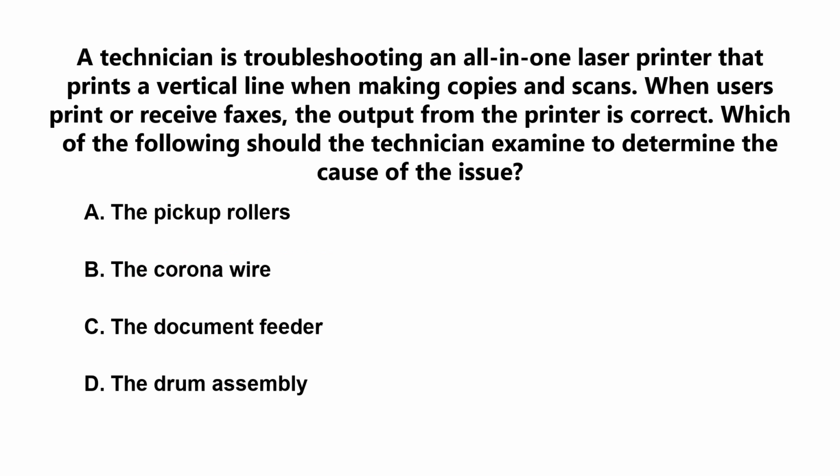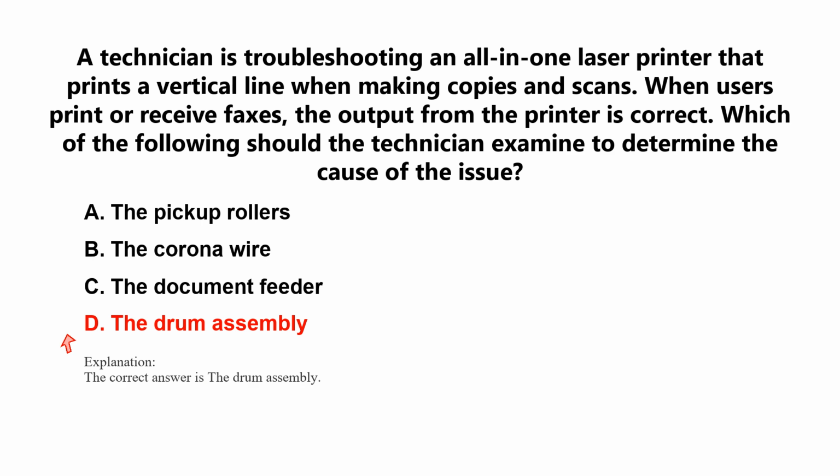Question 62. A technician is troubleshooting an all-in-one laser printer that prints a vertical line when making copies and scans. When users print or receive faxes, the output from the printer is correct. Which of the following should the technician examine to determine the cause of the issue? Option A, the pickup rollers. Option B, the corona wire. Option C, the document feeder. Option D, the drum assembly. The correct answer is option D, the drum assembly.